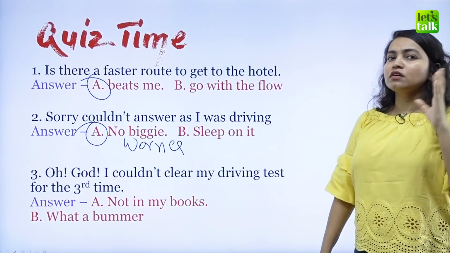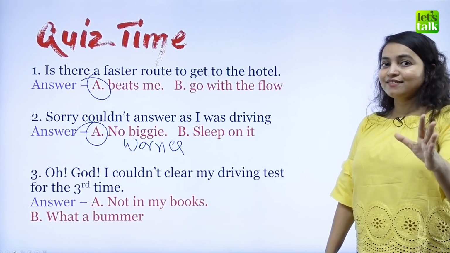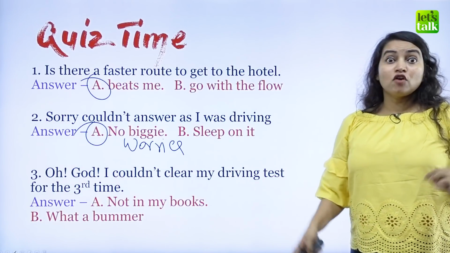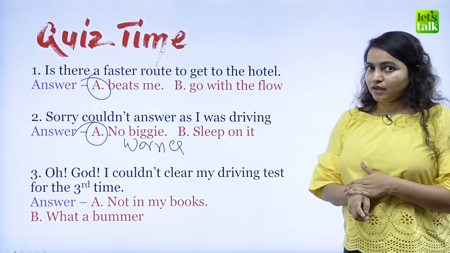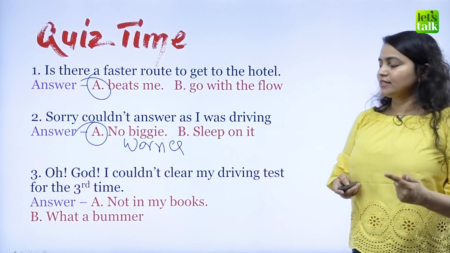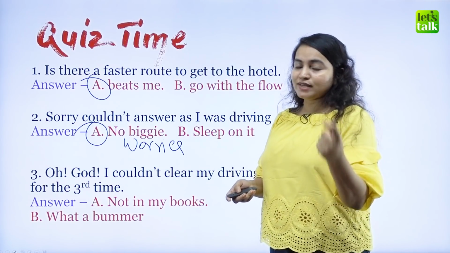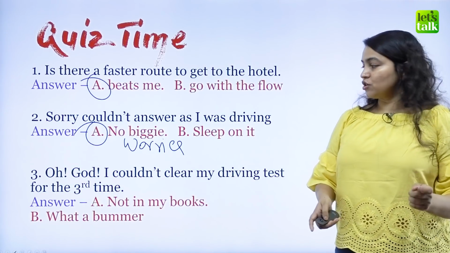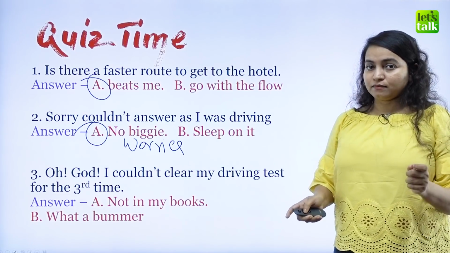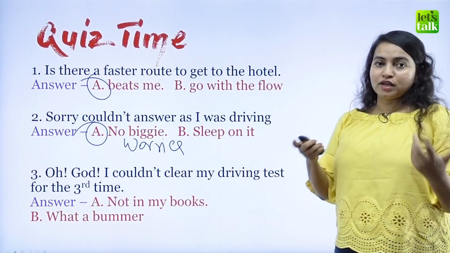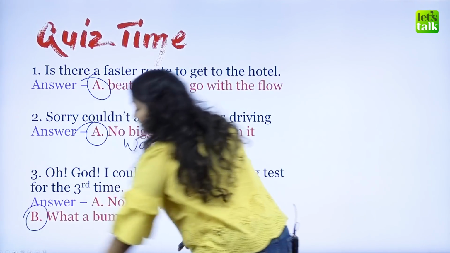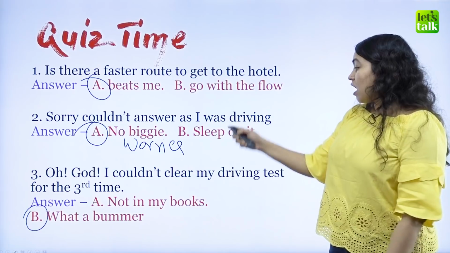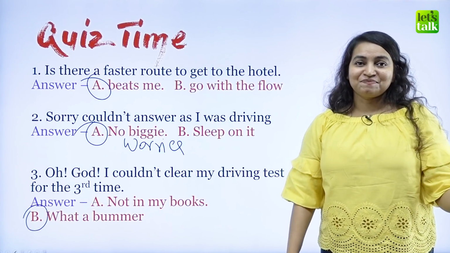Okay, well, I'm sure the third one is going to be super easy for all of you because you're getting all of these right. Oh God, I couldn't clear my driving test for the third time. Now I'm really disappointed here, because the third time I could not clear the driving test. I'm a bad driver. So what do I say? Do I say not in my books? Or do I say what a bummer? What is the emotion when I fail for the third time? The emotion is disappointment, right? So I will choose the phrase, what a bummer, which means I am disappointed. Or I can say, I'm totally gutted. I couldn't clear my driving test for the third time, okay?